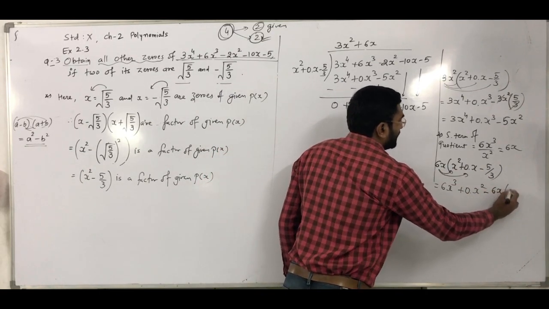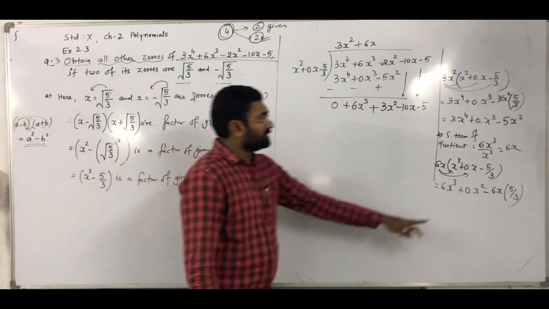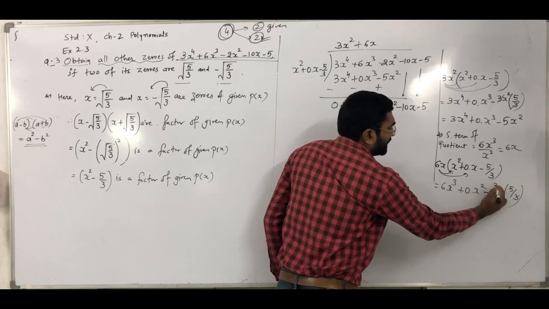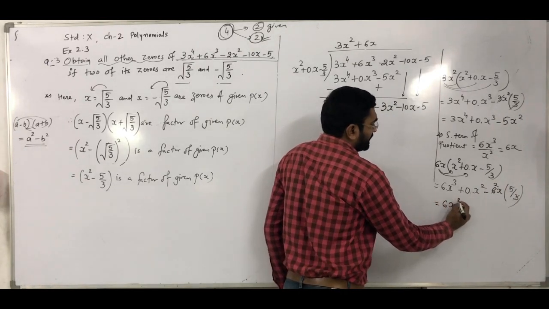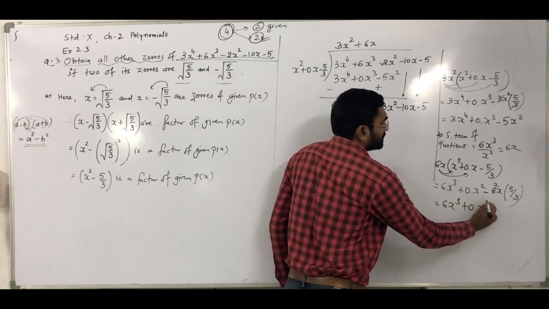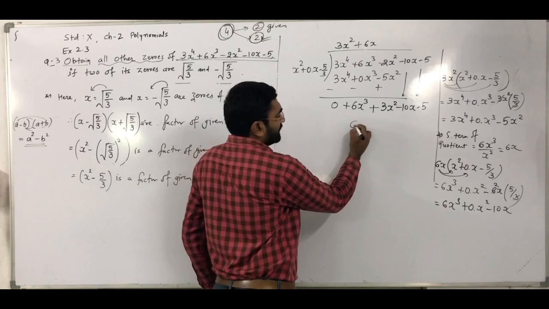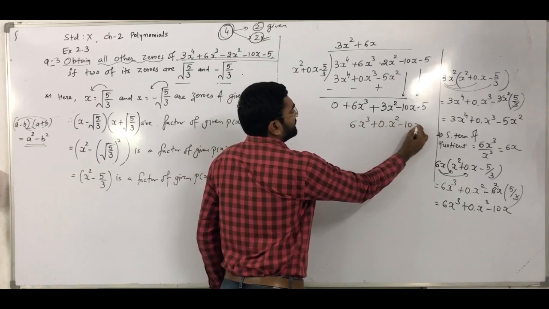So here I write one more step. 6x into minus 5 by 3 means minus 6x into 5 by 3. So here also 3 twos are there. So 2 into 5 is 10. So at last we get the 6x cube plus 0 into x square minus 10x. So all three terms we have to write here: 6x cube plus 0 into x square minus 10x.